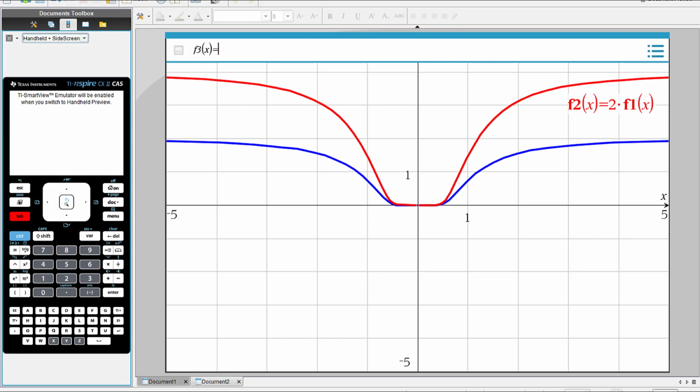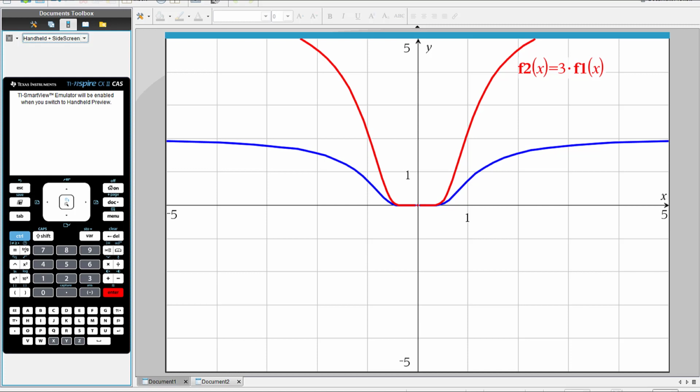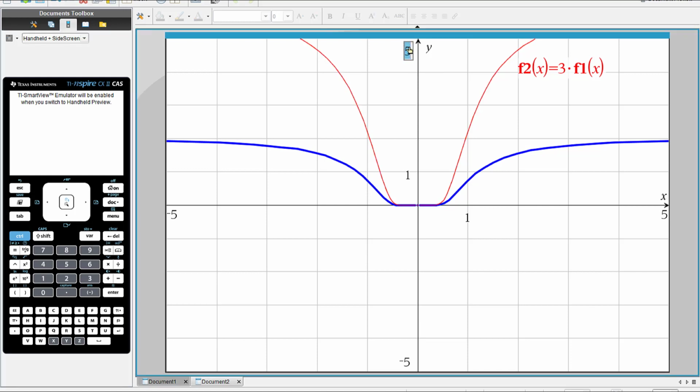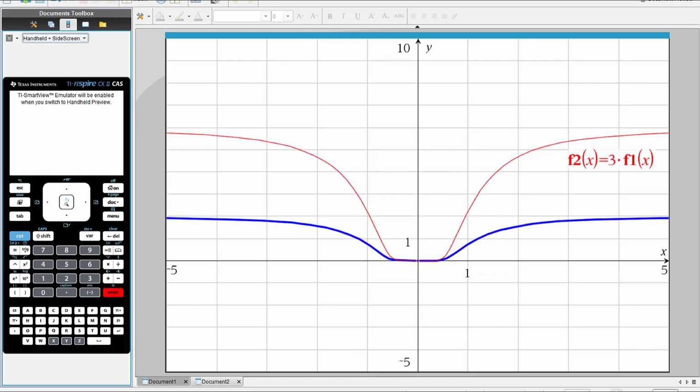If we were to make it 3 times f of x, we would see all the y-coordinates tripled, and obviously the graph's now been sort of stretched up. If we make that a bit bigger, we can see that it's now tripled.